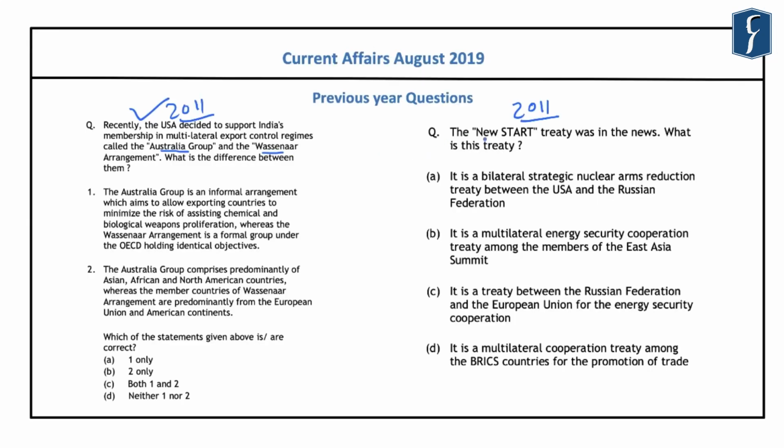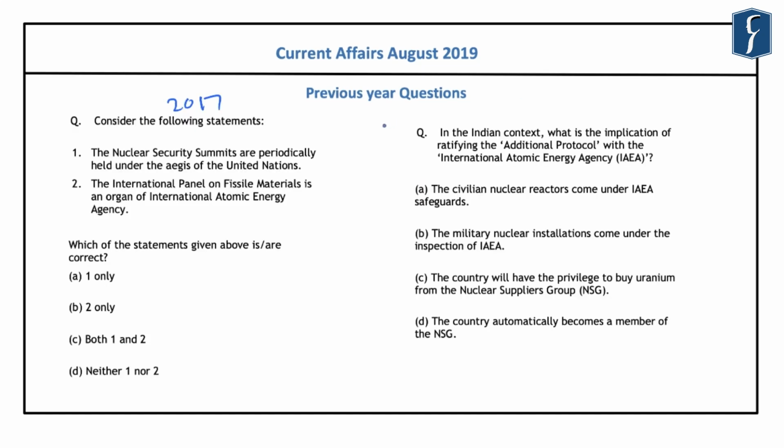Again, the New START Treaty was in news in the year 2011. And as far as this question is concerned, the correct answer here was A, that is one only. Further, regarding this New START Treaty, it is a bilateral strategic nuclear arms reduction treaty between the US and the Russian Federation. Further, if you look at these two questions, these were asked in the year 2017 and 2018.